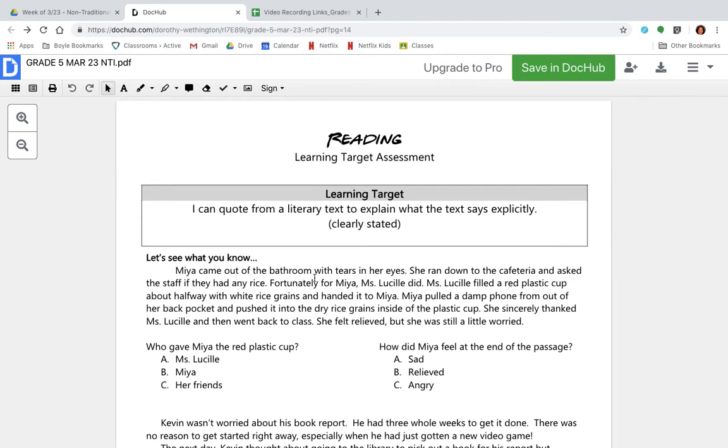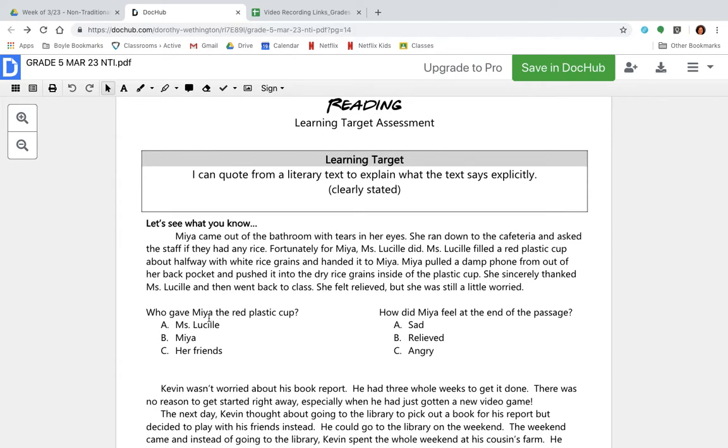Maya came out of the bathroom with tears in her eyes. She ran down to the cafeteria and asked the staff if they had any rice. Fortunately for Maya, Miss Lucille did. Miss Lucille filled a red plastic cup about halfway with white rice grains and handed it to Maya. Maya pulled a damp phone from out of her back pocket and pushed it into the dry rice grains inside of the plastic cup. She sincerely thanked Miss Lucille and then went back to class. She felt relieved, but she was still a little worried.